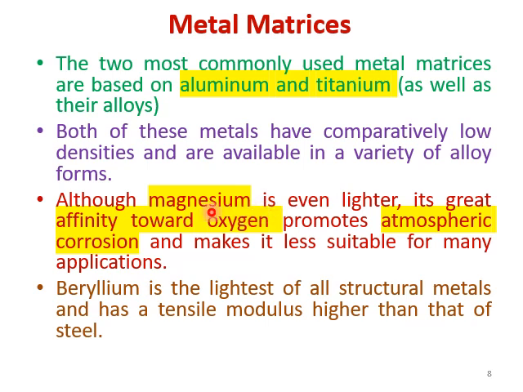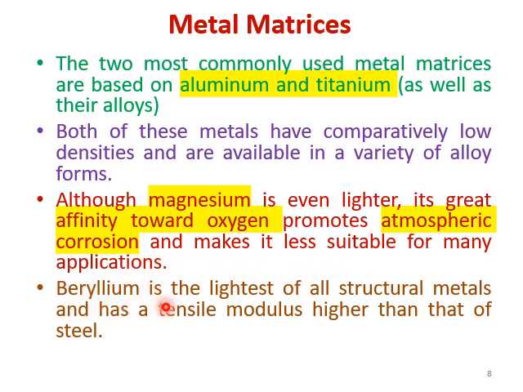Similarly, magnesium is also used, though not widely. Why it is not widely used, we'll see. See, magnesium is even lighter than aluminium and titanium. That is, the density of magnesium will be lower than aluminium and titanium. But the main problem with magnesium is that it has an affinity, a liking towards oxygen, and thereby it promotes atmospheric corrosion. So the main problem if you use magnesium as the metal matrix in the composite is that it leads to atmospheric corrosion at the fiber matrix interface, and it makes it less suitable for many applications.